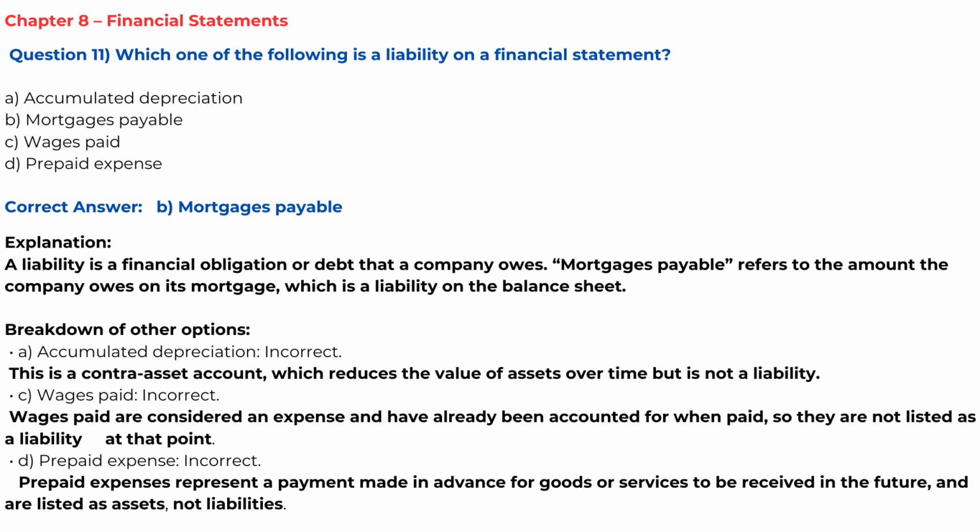Breakdown of other options. A. Accumulated depreciation. Incorrect. This is a contra asset account, which reduces the value of assets over time, but is not a liability. C. Wages paid. Incorrect. Wages paid are considered an expense and have already been accounted for when paid, so they are not listed as a liability at that point.